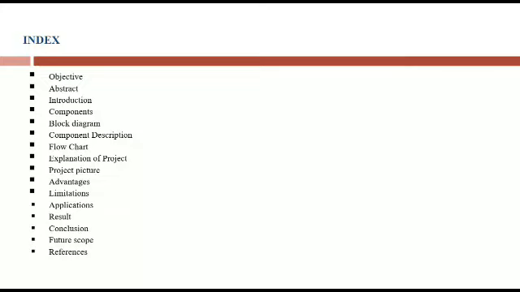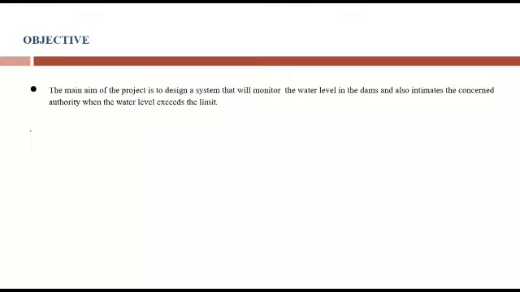Index. We have objective, abstract, introduction. We listed out components and their descriptions. We have block diagram and project pictures to explain the project visually. We are ending with results, advantages, conclusion and future scope.